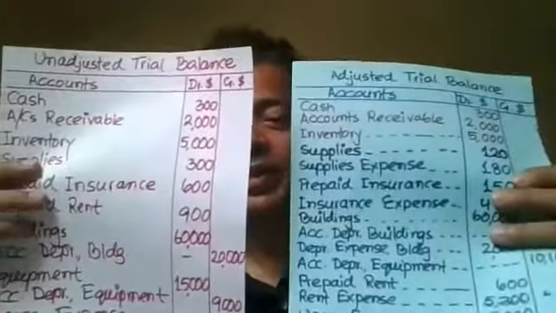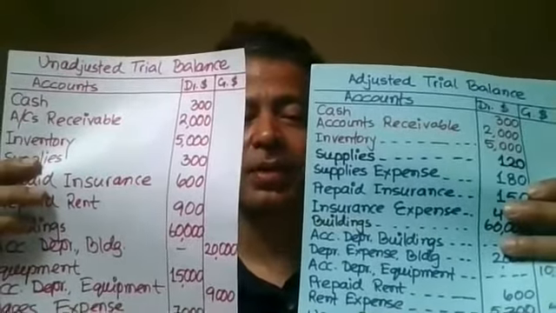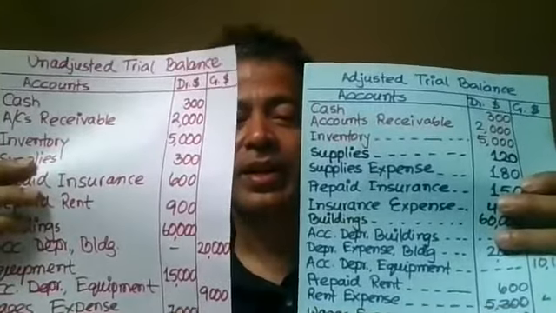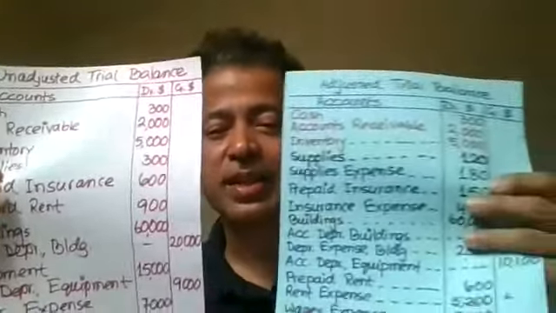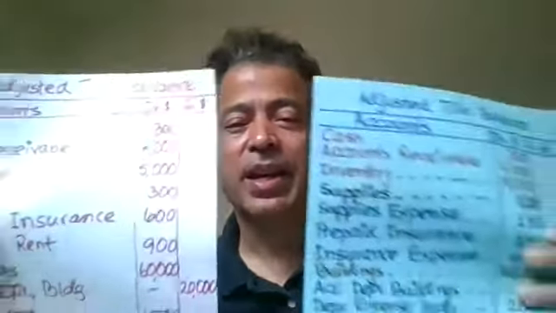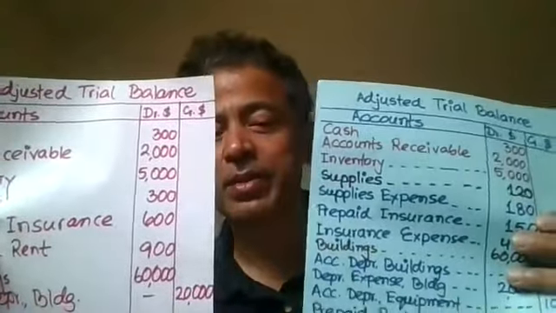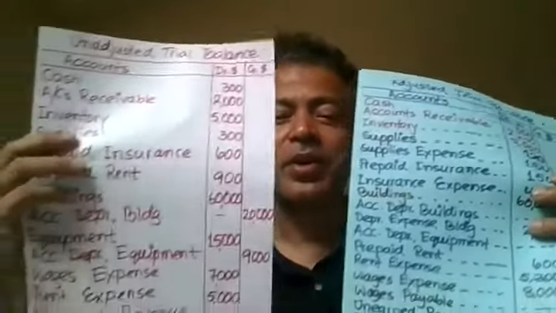the two. You can see the first three items, cash, accounts receivable, and inventory, they are the same. There are no changes between the unadjusted one and the adjusted one, because none of the adjustments affected those accounts: cash, accounts receivable, and inventory. Then from supplies down, all of them have changed.